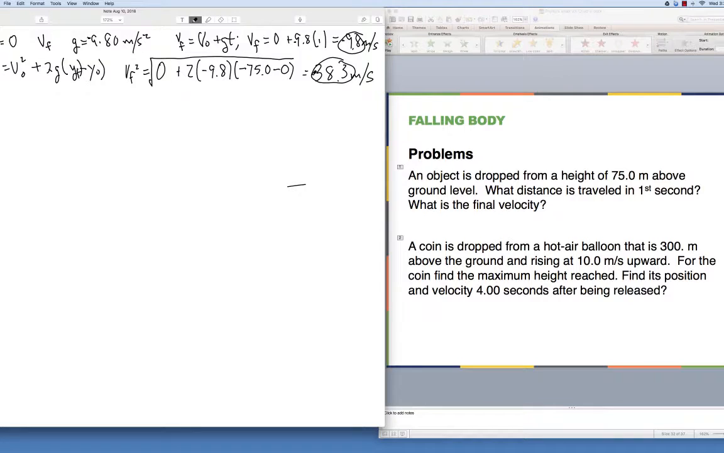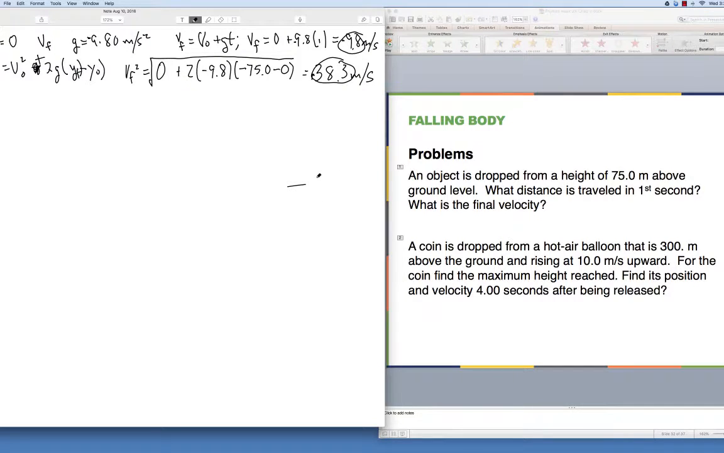Minus 38 point. No, it's plus 38.3 meters per second. Actually, it should be minus, but you can't get a square root of a minus number. No, that's plus. I'll have to think about that sign, but it should be minus 38.3 meters per second because it's traveling down.